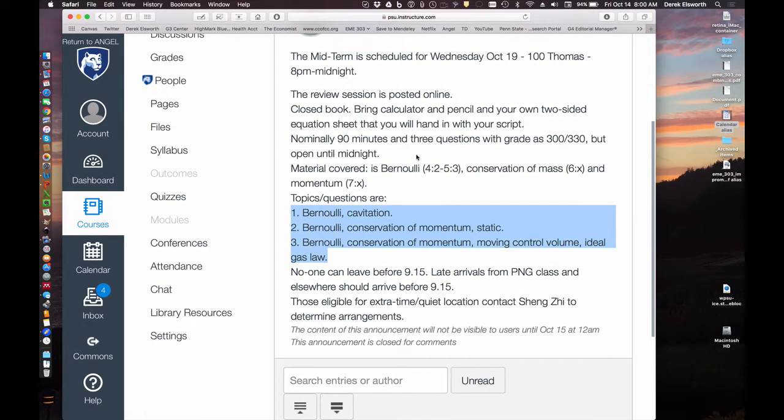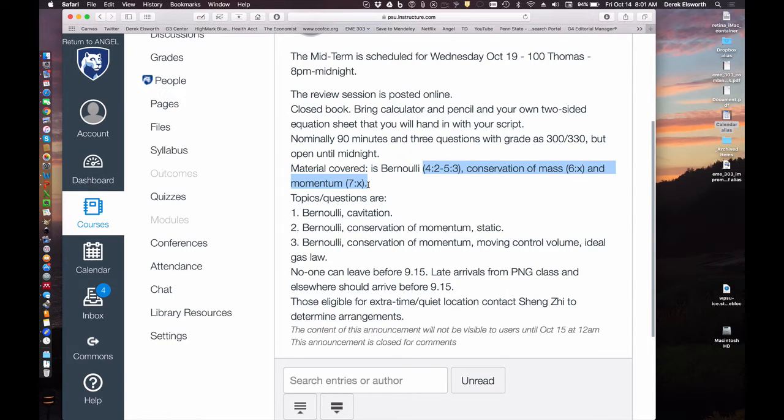The material is 4.2 to 7. So you remember that 4 and 5 were Bernoulli. 4.1 was accelerations of static fluids, which is why it's not in there. That was on the last test. This is all the stuff that would have finished last Friday, 7.3, or the third class of week 7. And so I think 4 and 5 are Bernoulli, basically, both linear and along a streamline and perpendicular streamlines. 6 was conservation of mass, and 7 is conservation of momentum. So those are the subjects, and you know that.